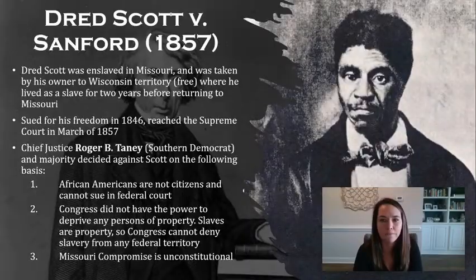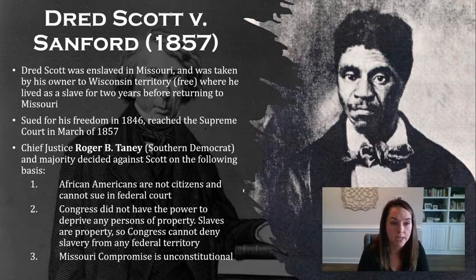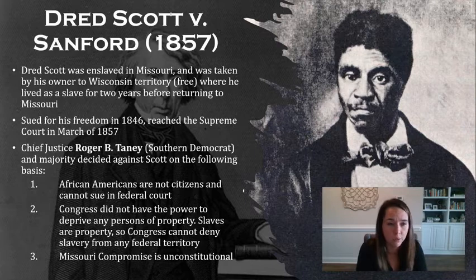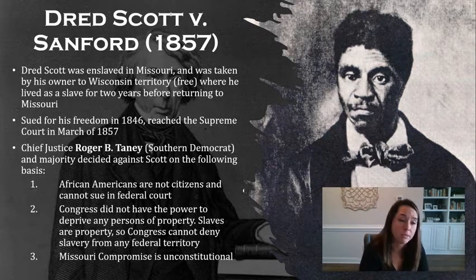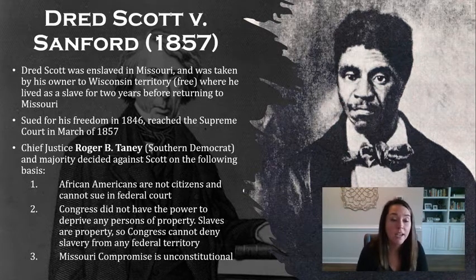But this is one of the reasons that Buchanan was not very popular, is because he just basically supported the wrong positions. One of the most important Supreme Court cases of this unit and of this time period is going to be the Dred Scott case. Dred Scott is an enslaved man in Missouri, and his owner took him into Wisconsin Territory. So the territories were deemed free at this point in time. And he lived as a slave for 2 years before returning back to Missouri. Well, he decided to sue for his freedom in 1846. And 10 years later, it finally reached the Supreme Court.